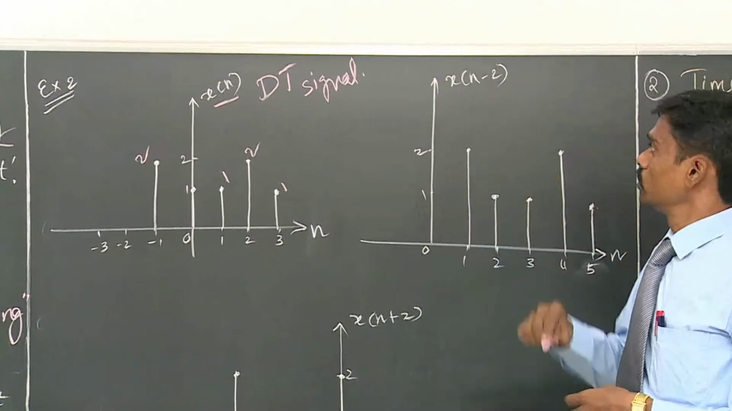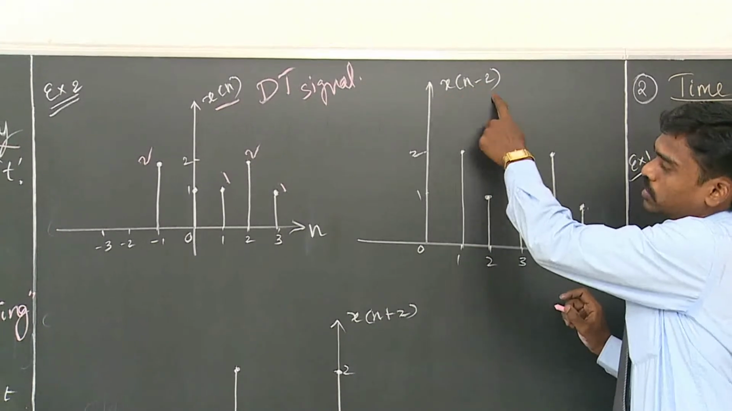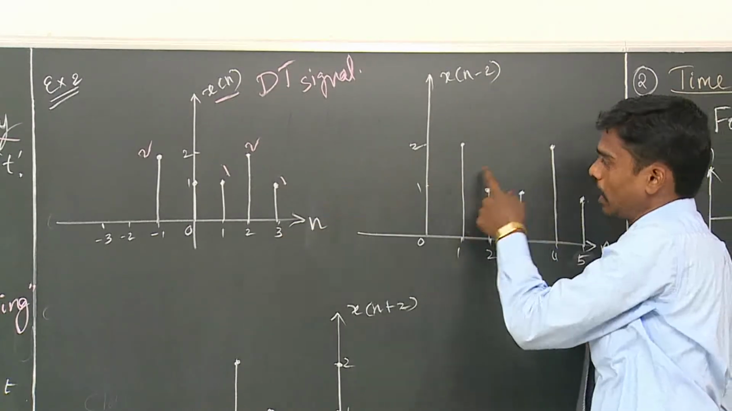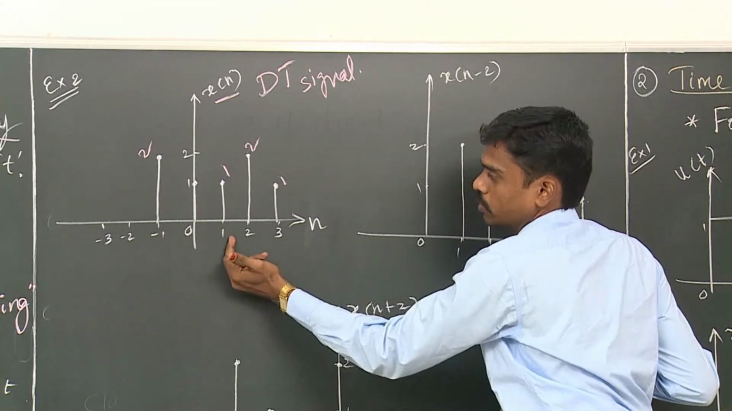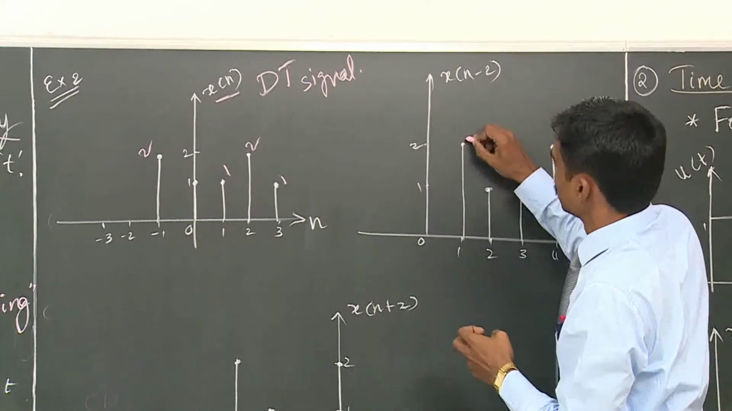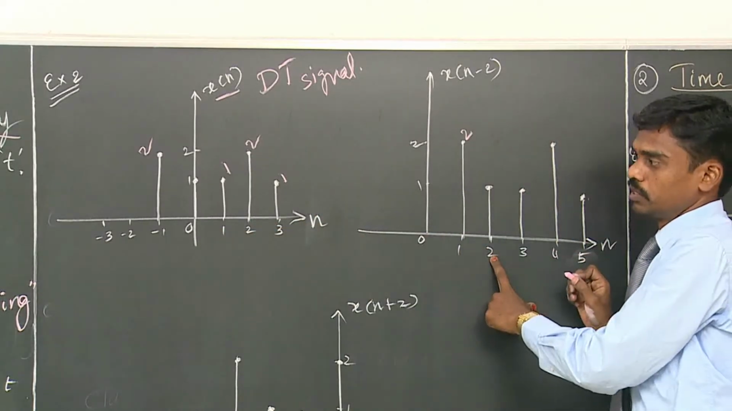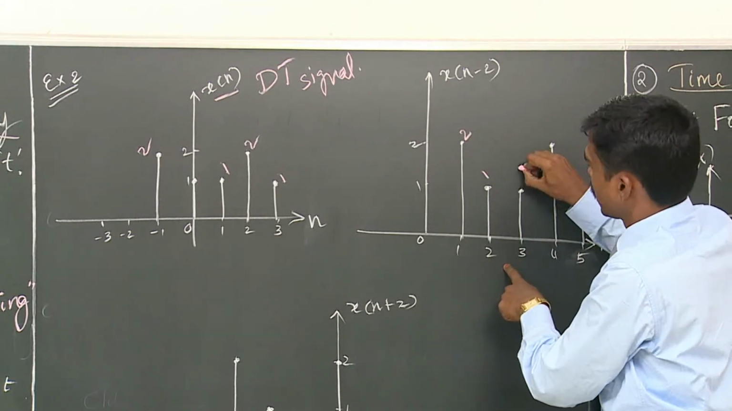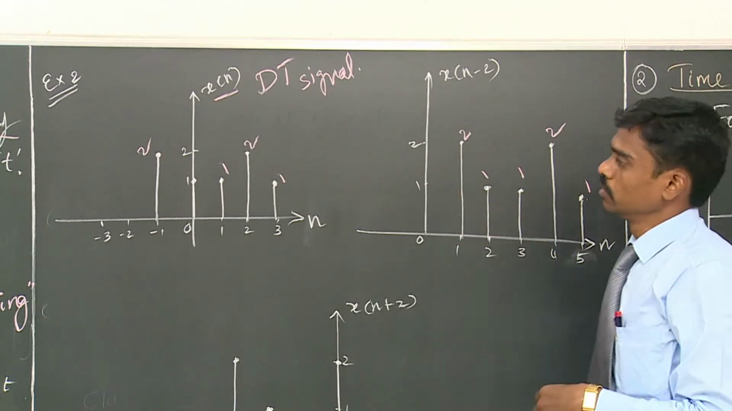Now I am going to compute x of n minus 2. We already know n minus 2 is shifted by 2 units, which is nothing but time delaying. So I am going to delay by 2 units. Minus 1 will be shifted to 1. See here, this 2 is shifted by positions, and the 0 will be shifted to the next position. 1, again 1, 2, 1. So this will be the sequence.